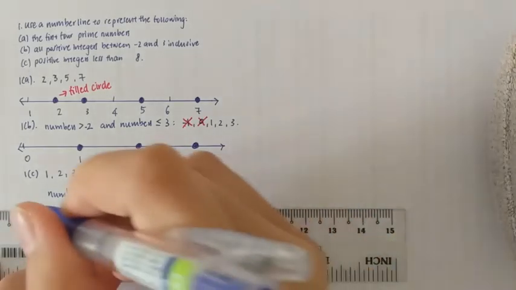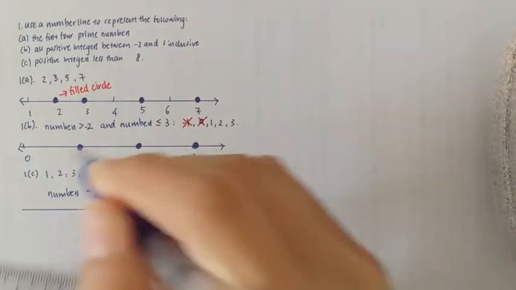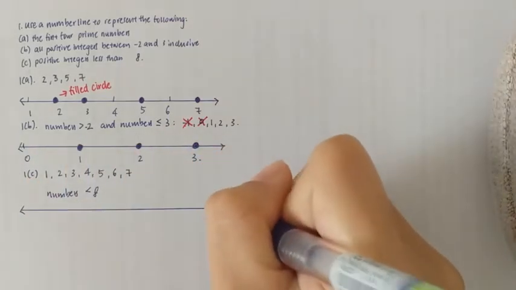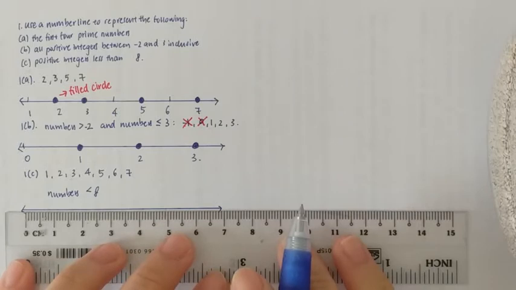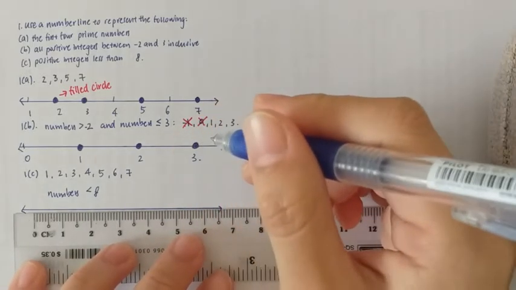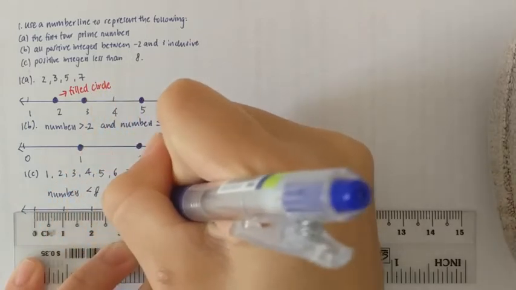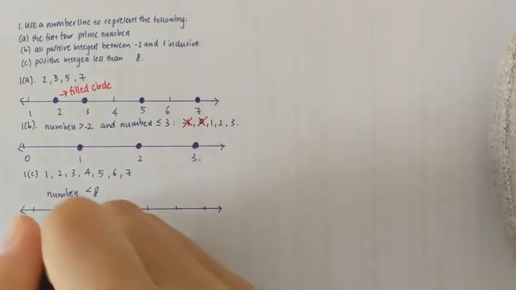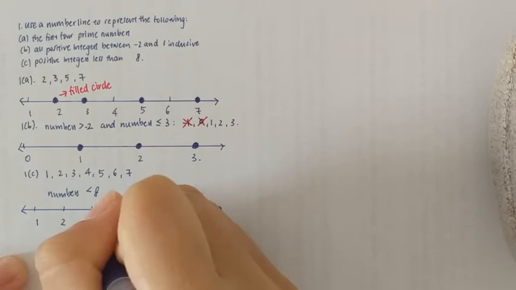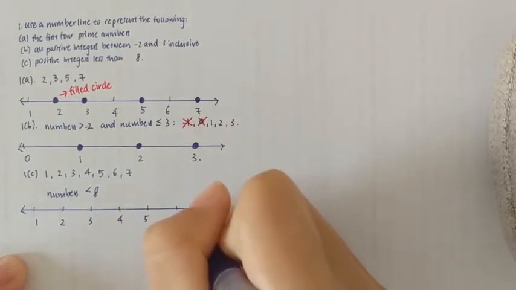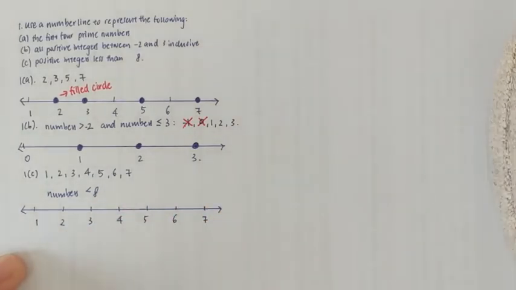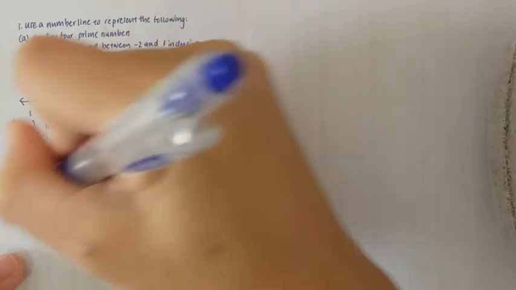Let us draw our number line. This time I will choose to use 1 cm marking because we have quite a few numbers to cover. 1, 2, 3, 4, 5, 6, 7. So how do I represent them with all my filled circles?